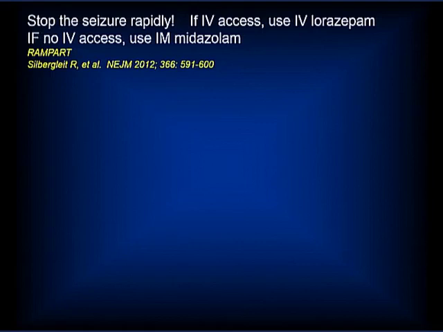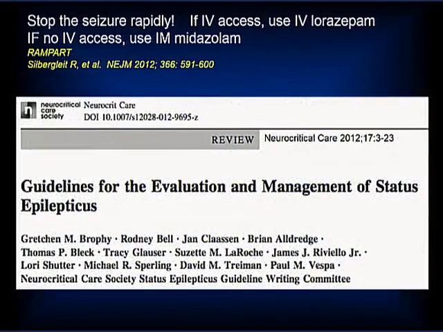But the bottom line is this: we need to stop the seizure rapidly. If you have IV access, use lorazepam. If you don't have IV access, use IM midazolam. That's what this study shows, so those are the choices. If you don't have either of those, then obviously you want to use diazepam, but just know it'll work for only a short period. You need to get something else on board.